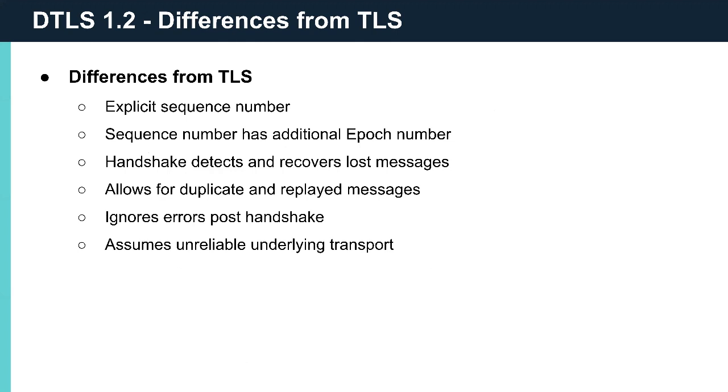So what makes it different from TLS? There's an explicit sequence number, which has an additional epoch number with it. The handshake detects and recovers lost messages, something that would typically be done by TCP if using TLS. It allows for duplicate and replayed messages, so if things are dropped or replayed from the other side, that is handled okay by the client or server receiving those. It ignores errors post handshake, and it assumes that you're running over an unreliable transport underneath.